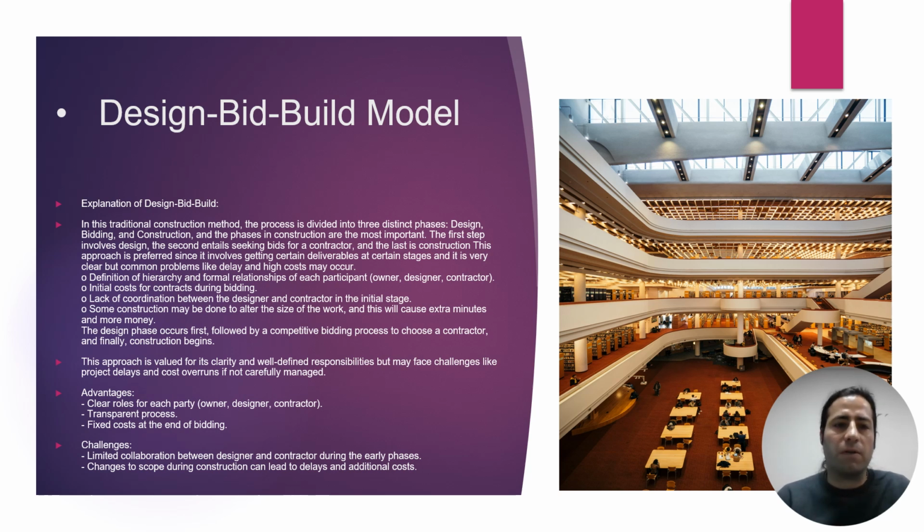Design bid build model. Explanation of the design bid build. In the traditional construction method, the process is divided into three distinct phases: design, bid, and construction. The first step involves design. The second entails seeking bids from contractors, and the last is the construction. This approach is preferred since it involves getting certain deliverables at a certain stage, and it's very clear. But common problems like delay and high cost may occur.